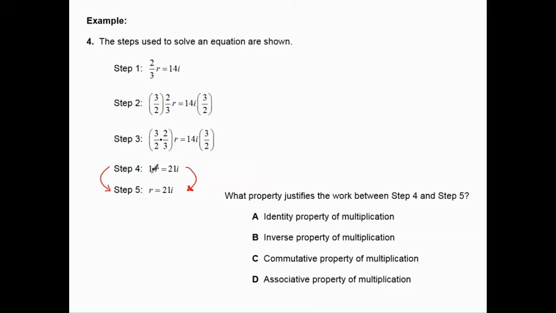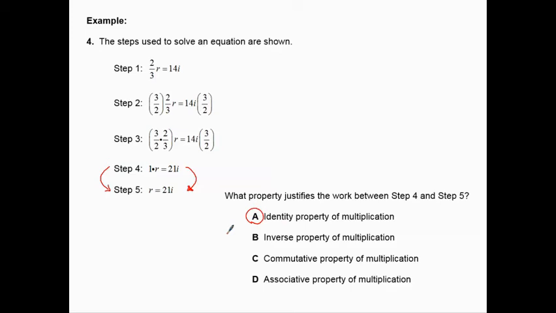So I'm seeing 1 times r equals 21i, and then it becomes r equals 21i. Well, nothing changed on this side. The only thing that changed is this 1 goes away. What happens when we multiply something by 1 and it doesn't change? That's our identity property, and that's choice A, the identity property of multiplication. And that is our answer.